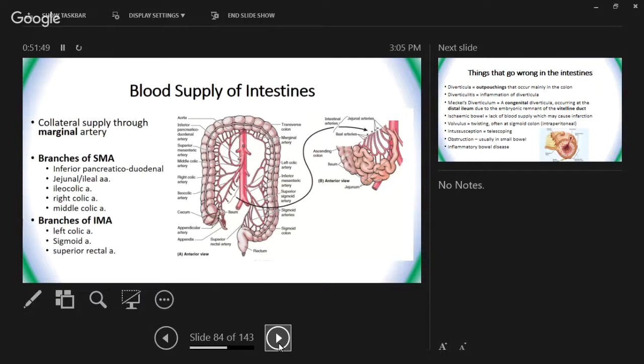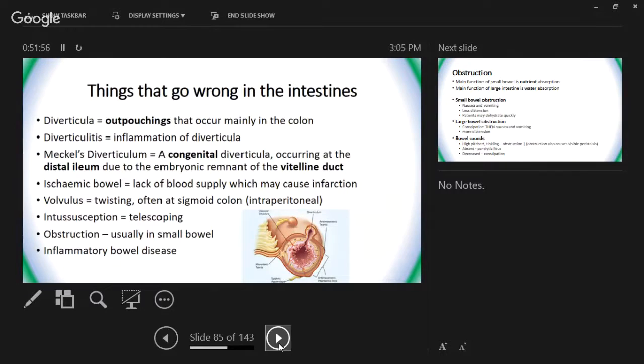Things that go wrong: you get diverticula, little pockets, usually in old people. Diverticulitis is when those pockets become inflamed. Don't be surprised if this comes up. Congenital diverticulum, Meckel's, occurs in the distal ileum because it's a remnant of the vitelline duct. It's only in about 2% of people, and it can become inflamed.